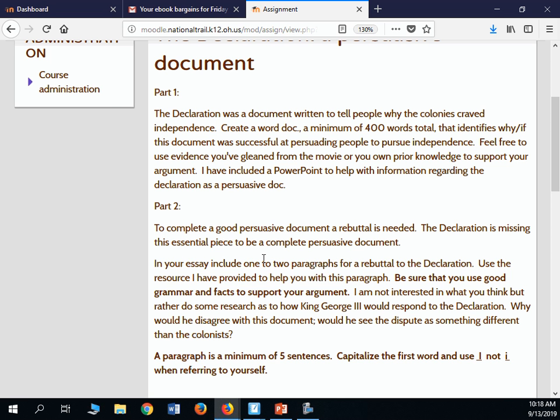Be sure that you use good grammar and facts to support your argument. I'm not interested in what you think, but rather do some research about how King George would respond to the Declaration. So it's from his point of view. Why would he disagree with this document? Would he see the dispute as something different than colonies? A paragraph is a minimum of 5 sentences. I expect good grammar. In particular, please do not give me a little i when you're referring to yourself. I expect a capital I. Capitalize those first words of a sentence and so on.